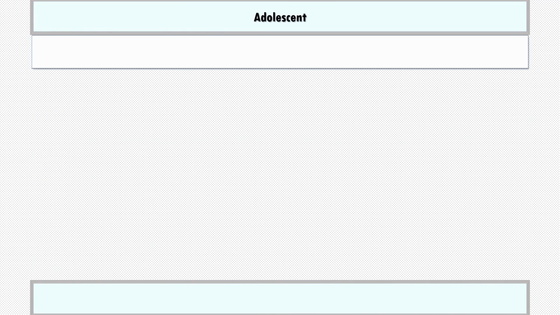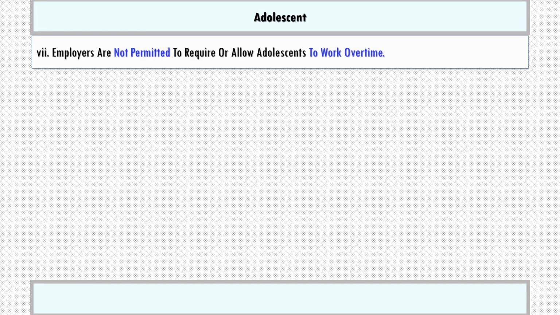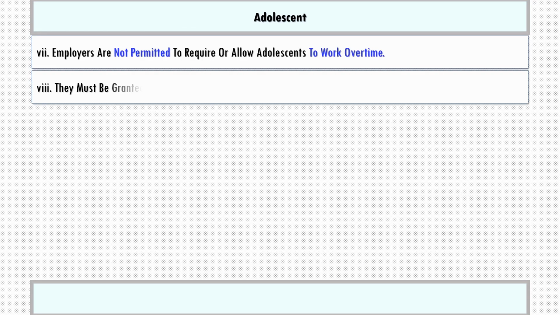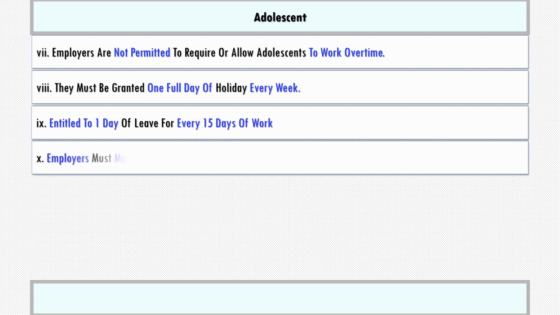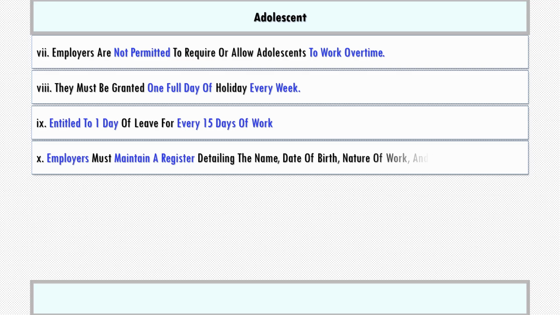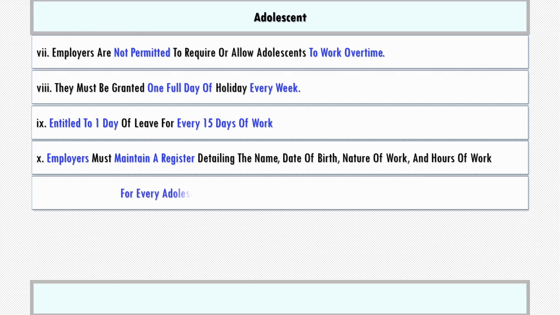Employers are not permitted to require or allow adolescents to work overtime. They must be granted 1 full day of holiday every week. They are entitled to 1 day of leave for every 15 days of work. Employers must maintain a register detailing the name, date of birth, nature of work, and hours of work for every adolescent employed in the establishment or factory.